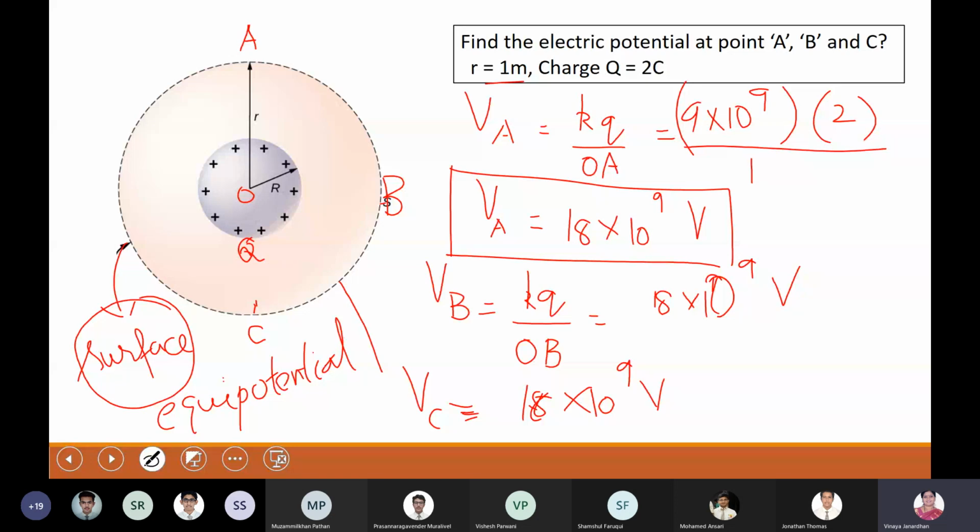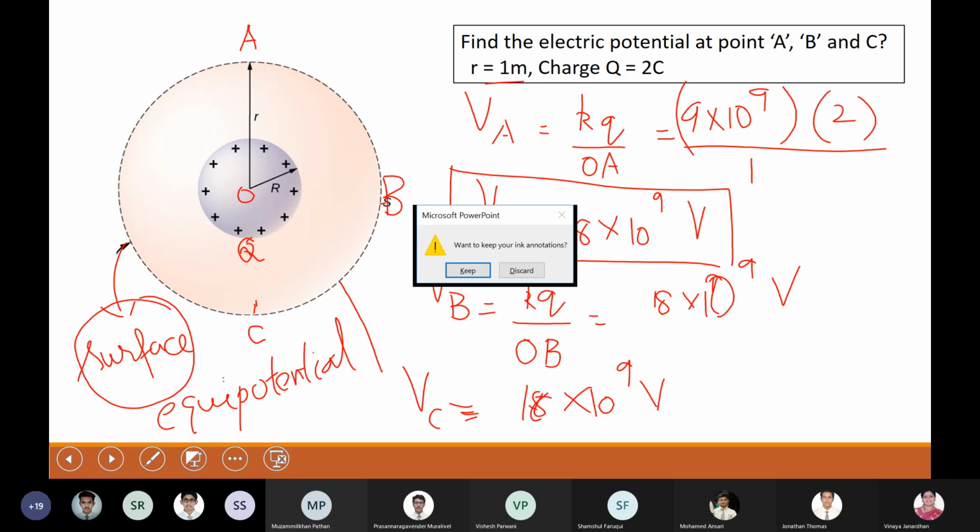The surface here is a spherical surface. The surface which encloses all these points A, B, and C, where the electric potentials are the same, is called an equipotential surface. So no need to copy all these things. I just made you understand. We'll go for the definition next. Is that clear, boys? No need to copy. I just wanted to.